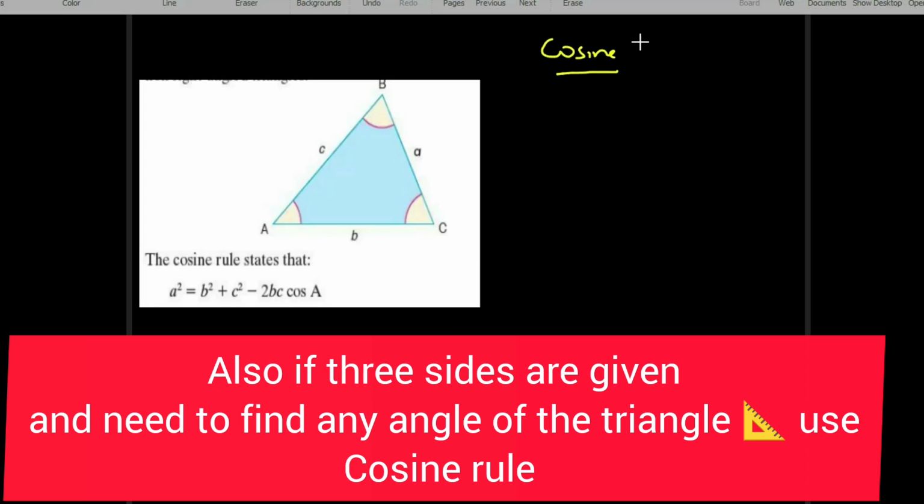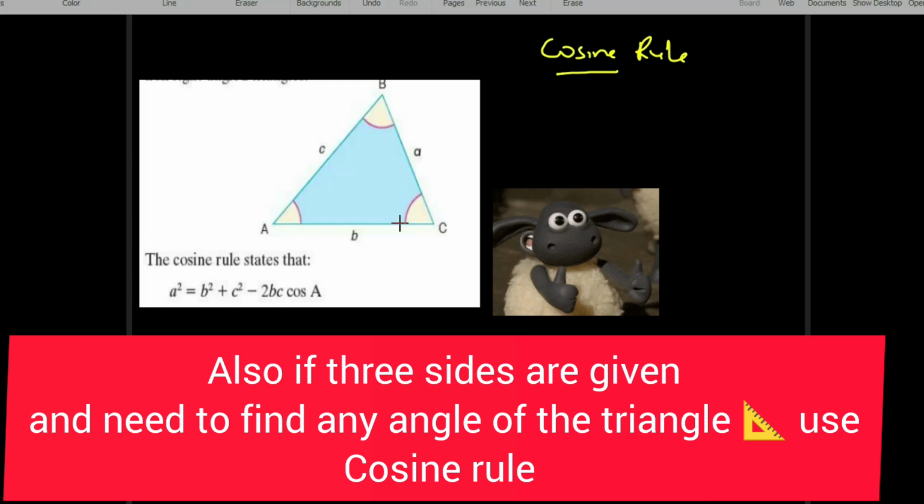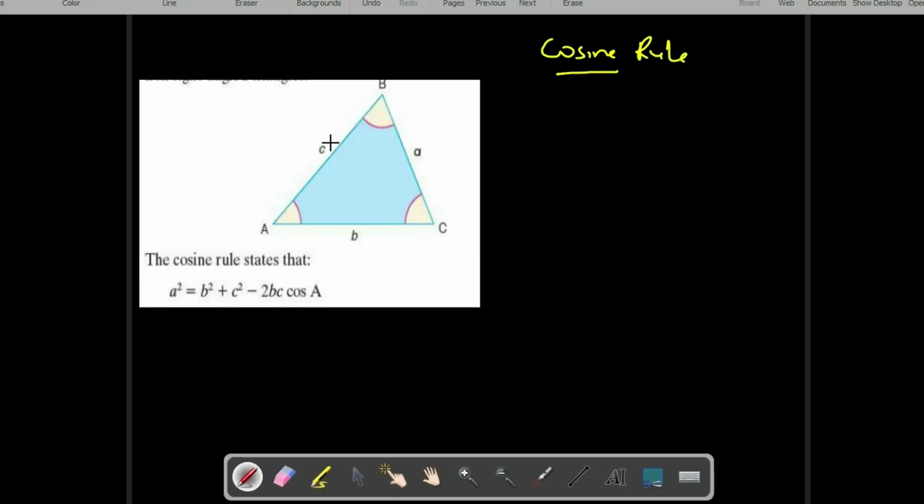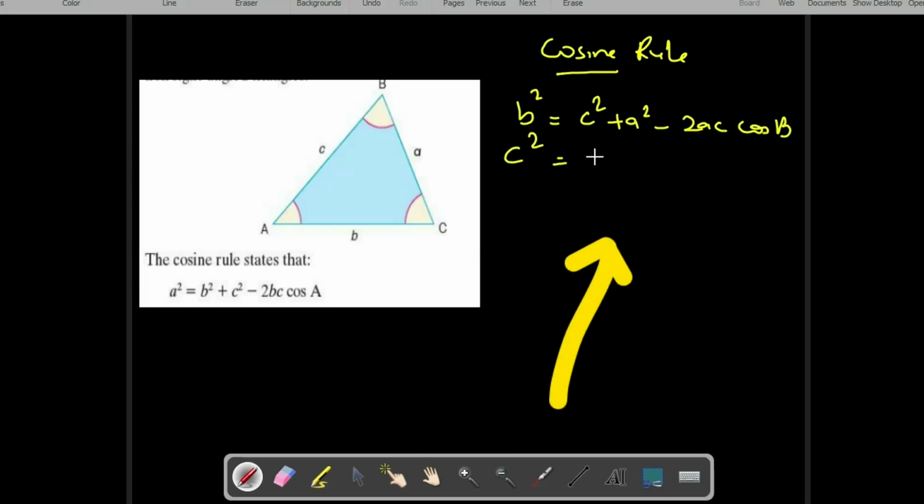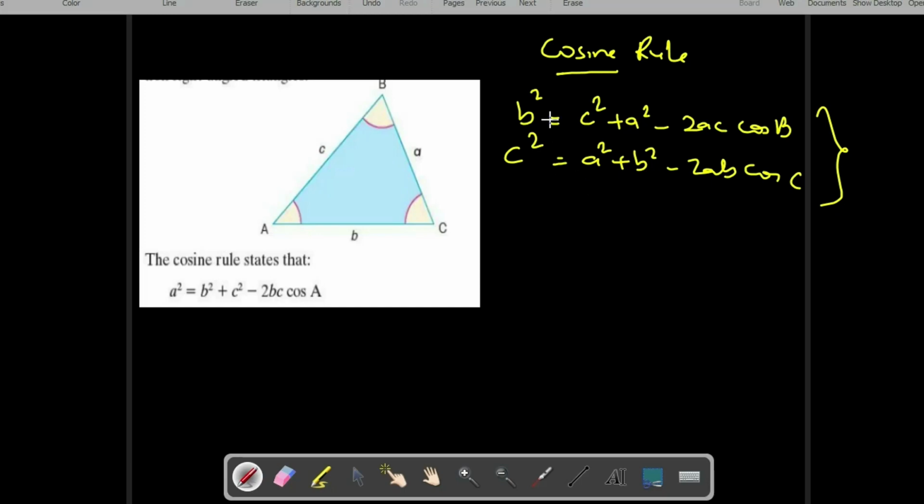So the cosine rule, if you see here, triangle ABC: angle A's opposite side is a, angle B's opposite side is b, and angle C's opposite side is c. So a square equals b square plus c square minus 2bc cos A. If I have to write it for B, then b square equals c square plus a square minus 2ac cos B. If I have to write it for C, then c square equals a square plus b square minus 2ab cos C.